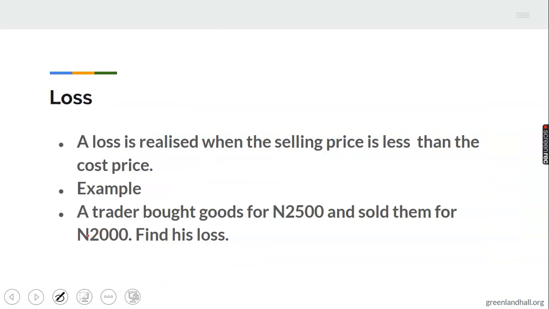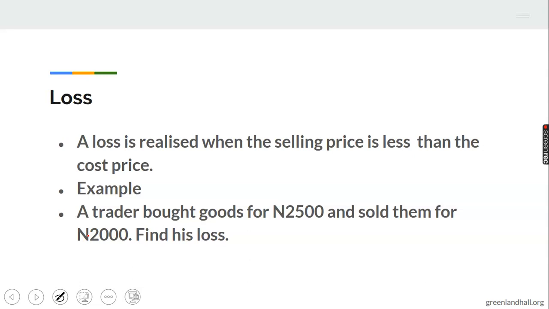Okay, we come to loss now. We've talked about profit. You make more money in profit. But what of loss? Sometimes some market women go to the market, like some people that sell things that can perish, like tomatoes or peppers. If the good is in the shop for so long, it may become rotten and get spoiled. And then there's no way they can make good money from it again. So sometimes it happens like that.